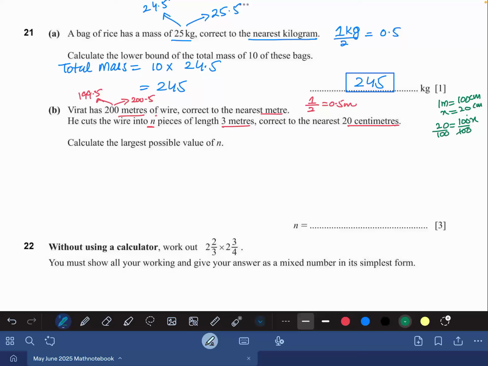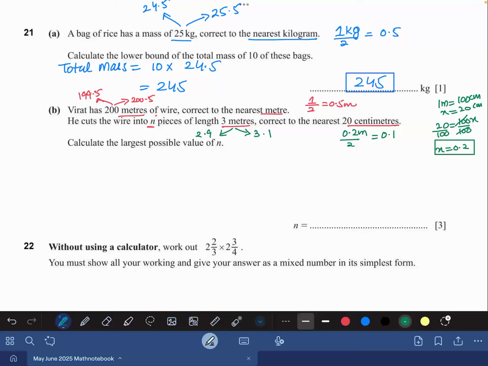So the answer would be 0.2. Am I right? So that would be 0.2 meters divided by 2. So that would be 0.1, or not? So the upper bound of 3 meter would be 3.1 and the lower bound of 3 would be 2.9 meters. Agree?